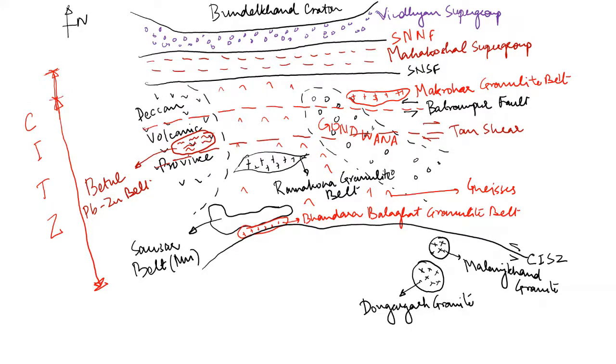So the Son Narmada North Fault is the northern margin of the CITZ as well as the Mahakoshal supergroup. The Central Indian Shear Zone marks the southern margin of the CITZ. The Son Narmada South Fault marks the southern margin of the Mahakoshal supergroup. Apart from these, we have rocks like granulites, gneisses, schist belts, Deccan volcanics, Gondwana rocks. Okay, so we can see here that the rocks present in this zone are indicative of intense tectonic activities.